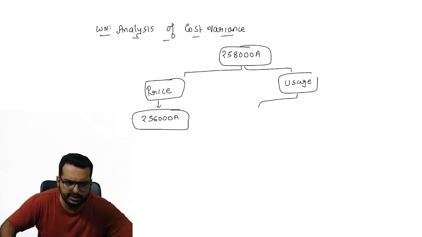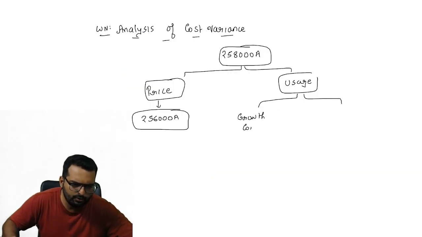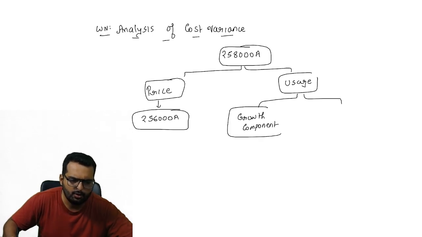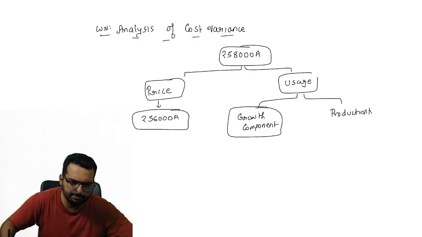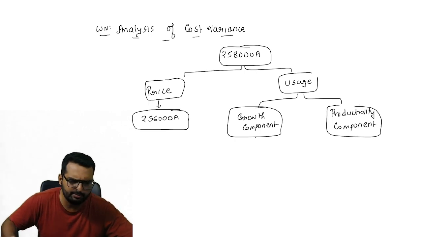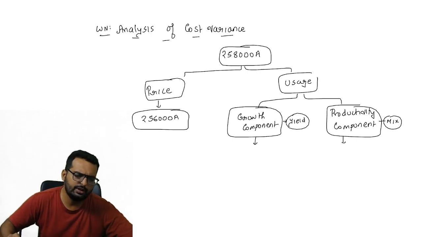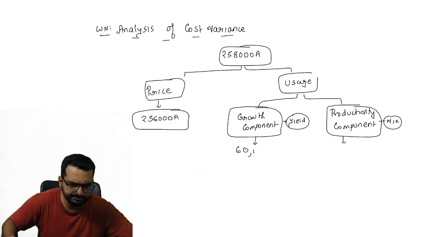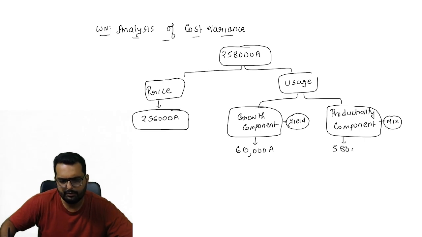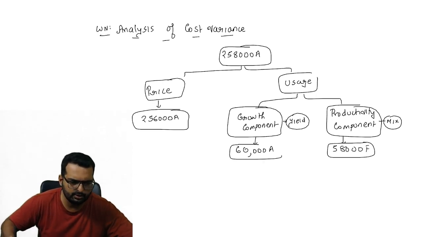adverse. All right. Usage, they have broken up into two parts. One, they are calling the growth component. How they have worked this out is not clear in the question. One is due to the growth component and the other is due to the productivity component. So the productivity component might be the mix variance and the growth component might be the yield variance. It will be easier for us to remember it that way. I'll call this the mix, better productivity, yield, which will be the growth. That is how you get the total usage and the overall variance tallies. Here I'll put 60,000 adverse, that is growth component, 58,000 favorable. Okay, can you draw this chart in your books now?